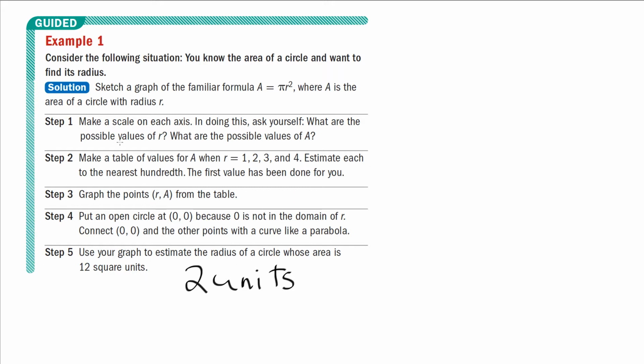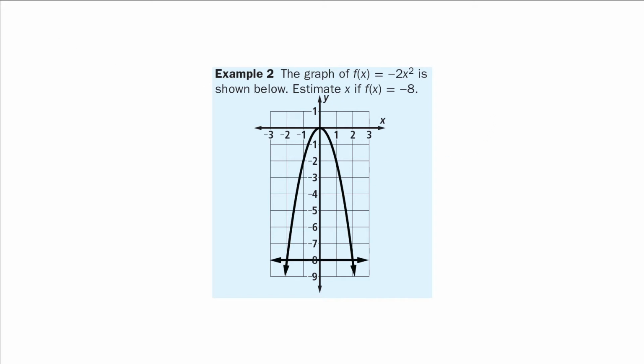Let's take a look at one last example, and I'll let you get on with the work here. In this example, it said the graph of f of x equals negative 2 times x squared is shown below. Estimate x if f of x equals negative 8. Okay, well, it shows us how to do that. At negative 8, there is a horizontal line drawn, and we're looking for the intercepts. Where does negative 8 cross the parabola for negative 2 times x squared?